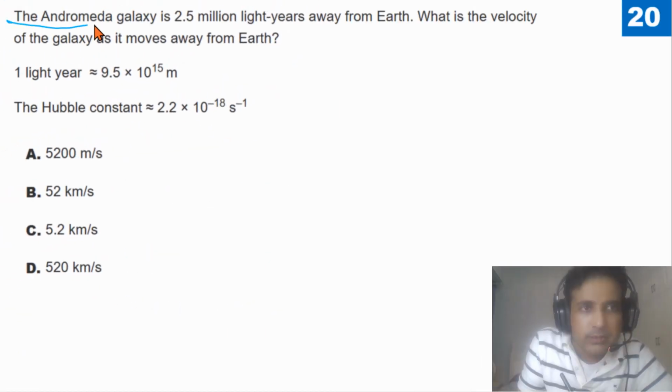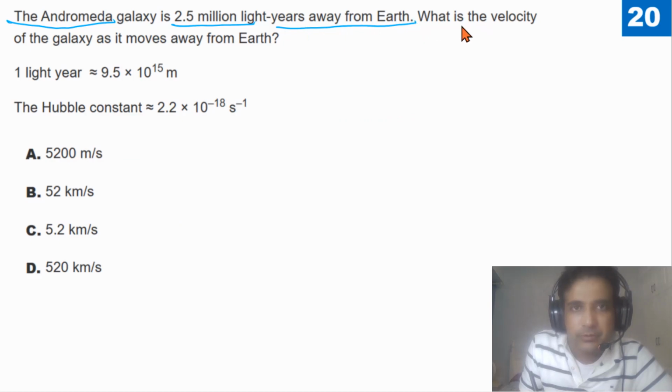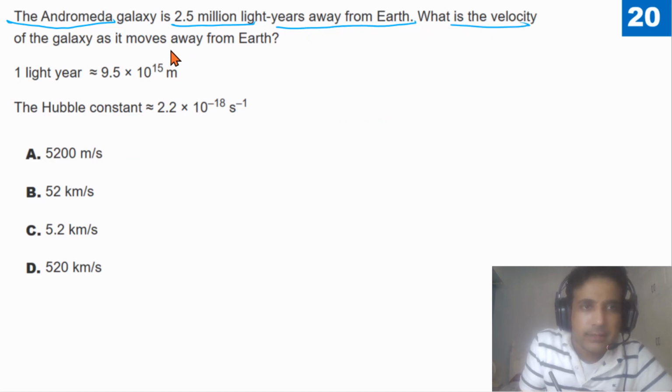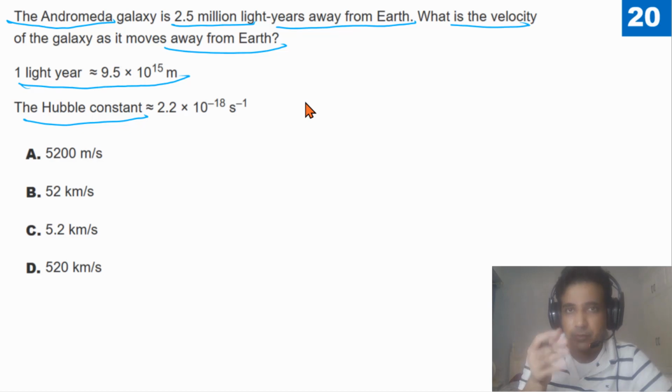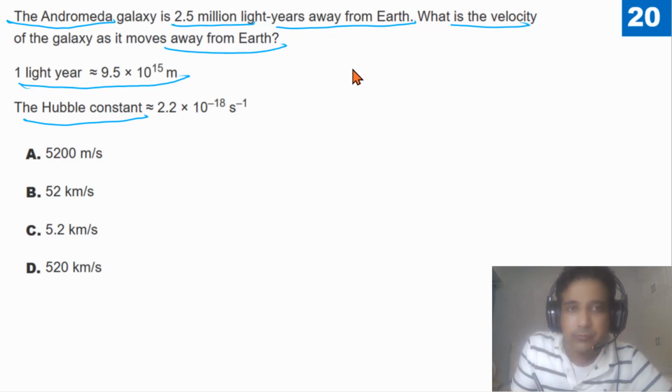Question 20 says, the Andromeda galaxy is 2.5 million light years away from the Earth. What is the velocity of the galaxy as it moves away from us? 1 light year is given to us. This is equal to 9.5 times 10 to 15 meters, and Hubble's constant is equal to 2.2 times 10 to the minus 18 per second. We need to calculate velocity, means we need to calculate the recessional speed of the Andromeda galaxy. Simply we have to use Hubble's law. V is equal to H naught D.